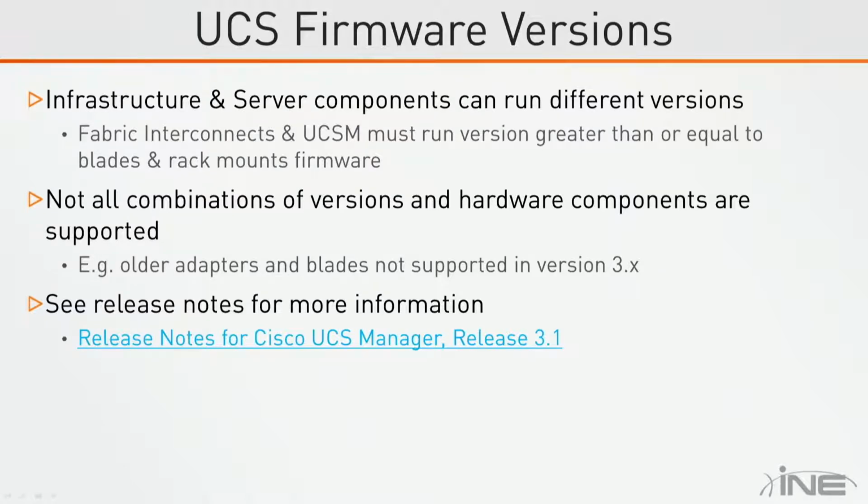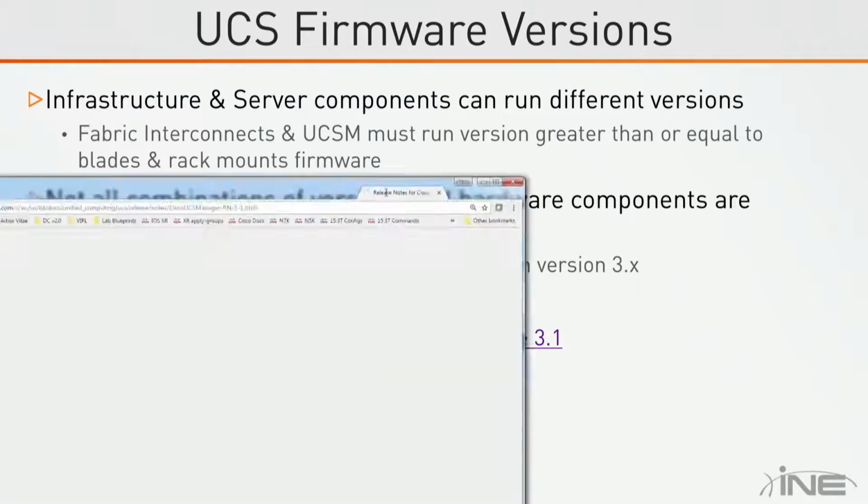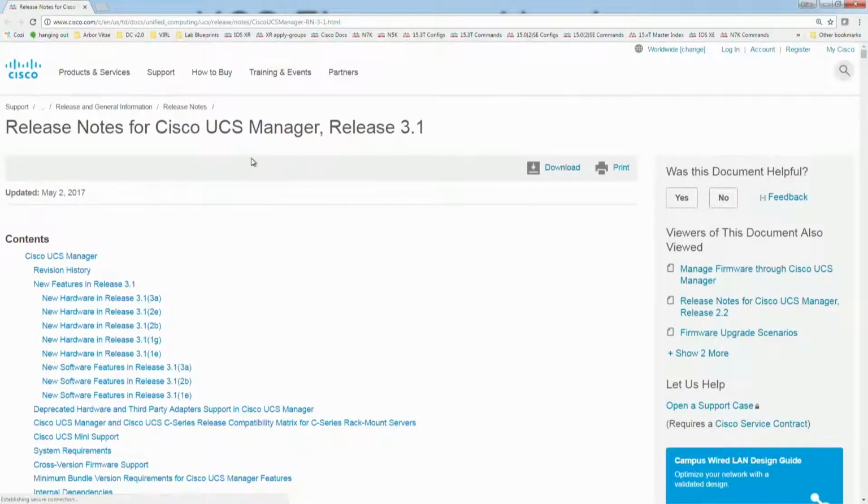So what I would recommend is, if you're doing this in a live production environment or even in your lab environment, you need to check the release notes for the specific version, and that tells you what is or is not the supported hardware. So in this case, we have the release notes for UCS Manager 3.1, which is the current version as of May of 2017.